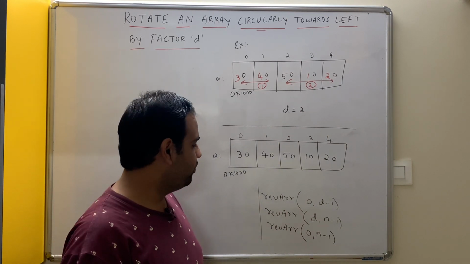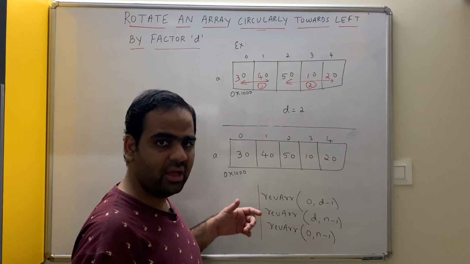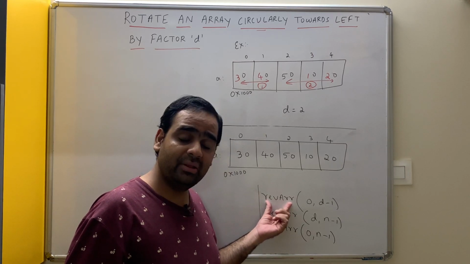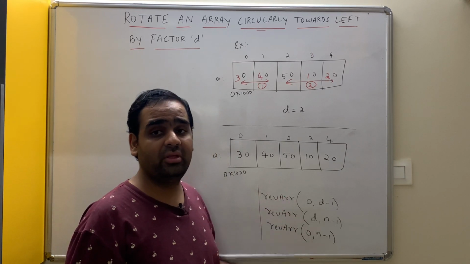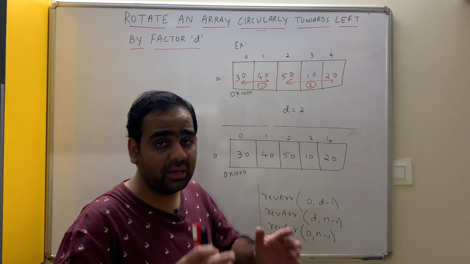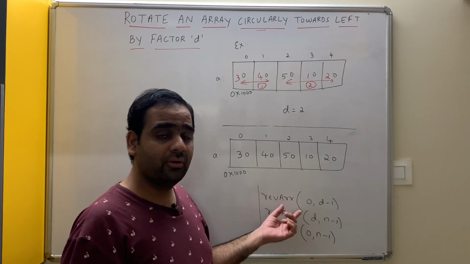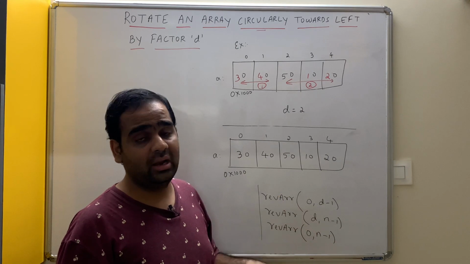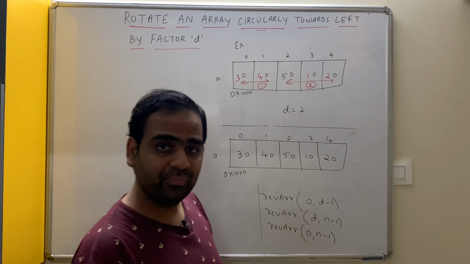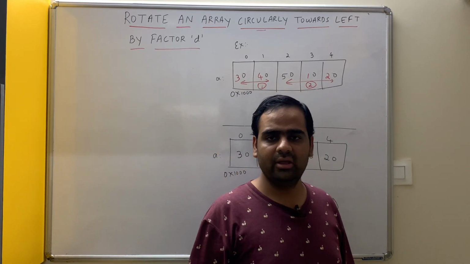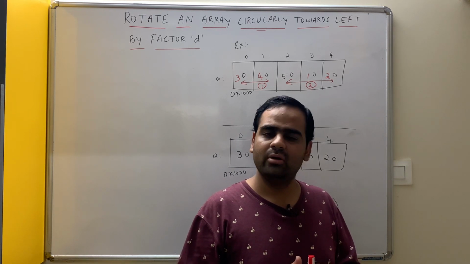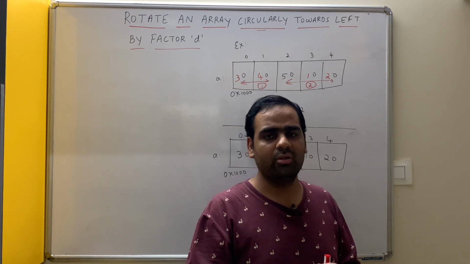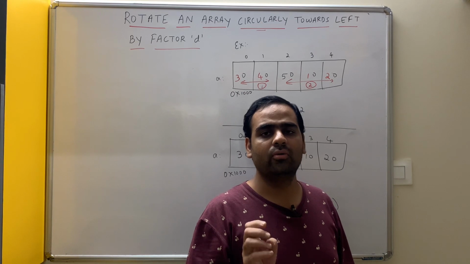Is that okay? Please pause the video and write down these 3 lines. Already I have given in the previous video how to reverse the array between lower limit and upper limit. Try to use that, write down the program yourself, and do line by line tracing. Please pause the video and do it, and later I'm going to write the code. But before you see the code, my recommendation is please pause the video and try to write the code yourself. Thank you.